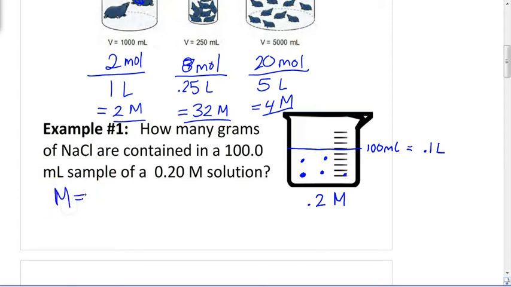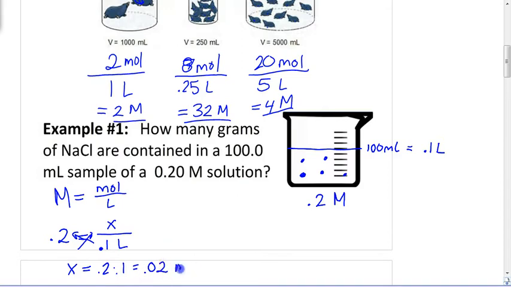So we'll plug it into our equation. Molarity equals moles over liters. Molarity here is 0.2. The number of moles is what we're trying to find. And the volume is 0.1 liter. So we will cross multiply and we'll get that x equals 0.2 times 0.1, which is 0.02, and we solve for moles. So that's how many moles of NaCl are in our container. Remember, a mole is 6.02 times 10 to the 23rd particles, so there's a lot of particles in there. NaCl, there we go. But the question here was actually asking how many grams.